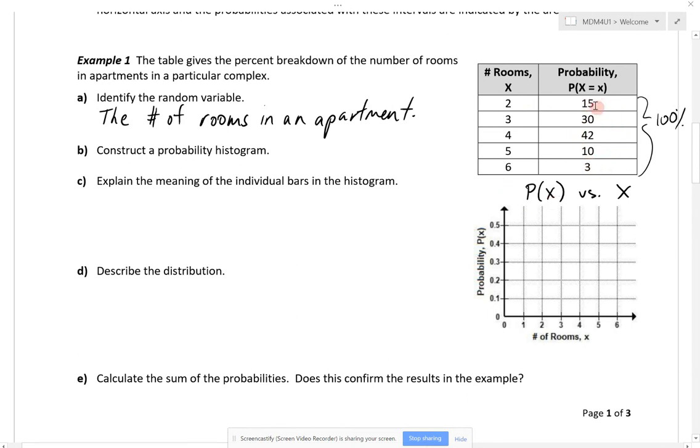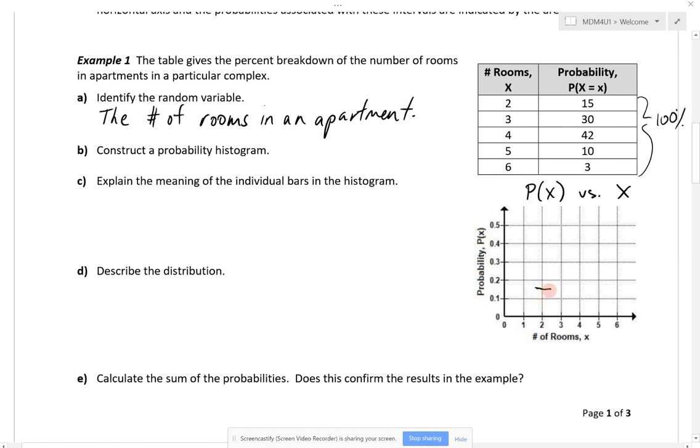So when you talk about 15, we're talking about 15% on a scale going from 0 to 1. 15% is going to represent 0.15. So for 2 rooms, I'm going to go to 0.15. Now, I'm drawing a histogram here, so I have to represent this by bars.